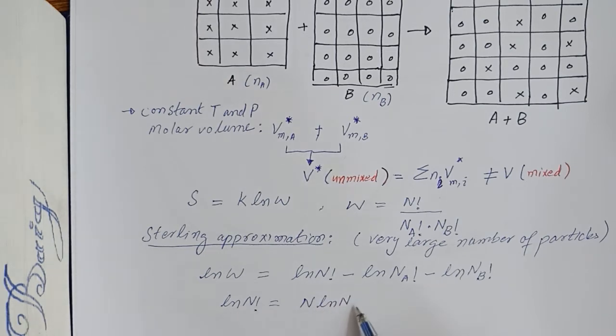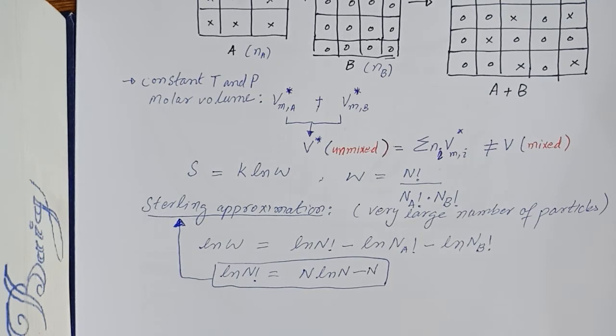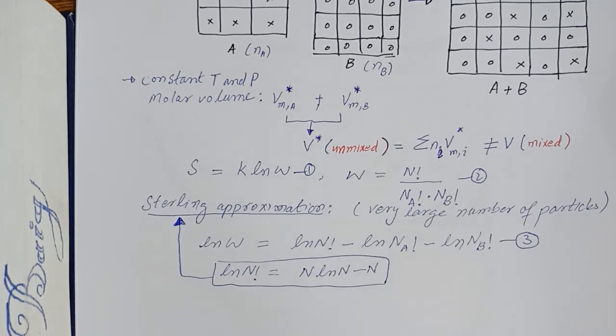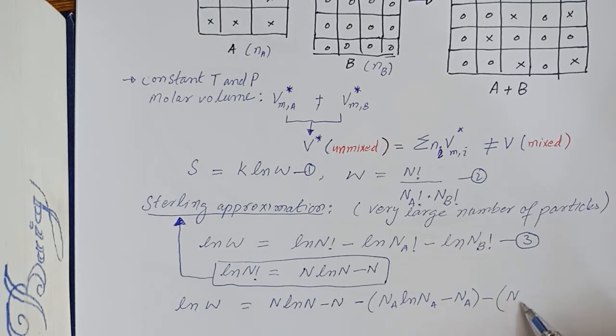This relation is known as the Stirling approximation. I am going to apply this approximation to equation number 3, and according to it, log natural of W is equal to, for the first term, n log natural of n minus n; for the second one, minus Na log natural of Na minus Na; and again a minus sign, Nb log natural of Nb minus Nb.